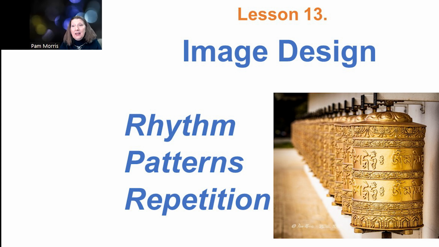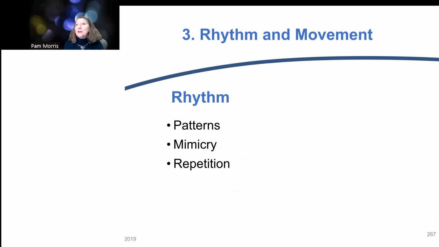And at the end of the day, we've talked about what makes an intriguing image. And intriguing is when the viewer actually stays within the image. And so the next area that we're going to move on to is looking at rhythm and movement in an image. And today we're looking at rhythm, and rhythm in terms of patterns, mimicry, and repetition, and how those things engage the viewer.